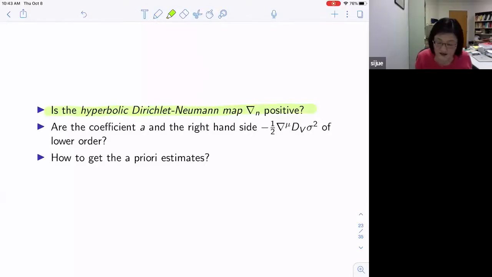And is the right-hand side still lower order, right? How do we control it? Because this equation now is governed by the box equation, not the Laplace equation, okay? And there's no way to have a boundary integral formula. So we don't have a boundary integral formula to get any idea, okay?